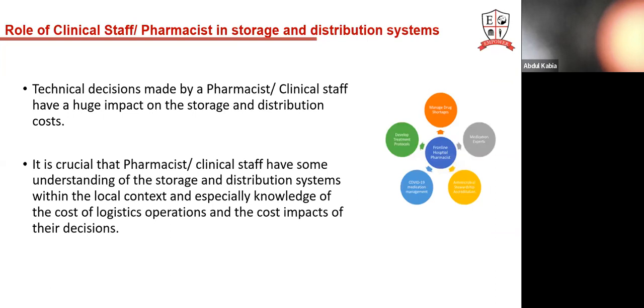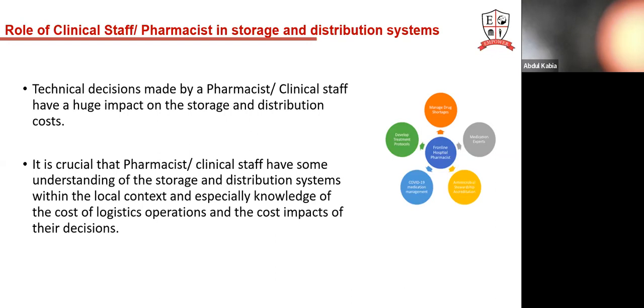So for colleague pharmacists and clinical staff taking critical decisions in storage, it is very key that your decisions will influence a lot of things in the supply chain. The decisions you make in terms of storage and distribution will cost the cycle a lot of issues. So be mindful that you understand storage and distribution systems within your context, and especially knowledge and cost of logistics operations. If you set a minimum and maximum system, you should always make sure the commodities are between the minimum and maximum.